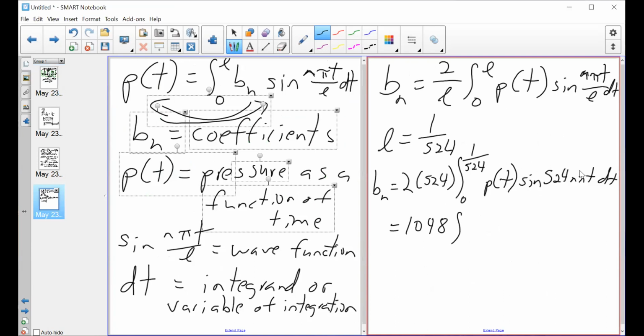And so let me just put that into this guy here. So this is the full function that we get from here. And now we're going to break this full function into its pieces. 2 times 524. Let me just go ahead and be explicit about this.